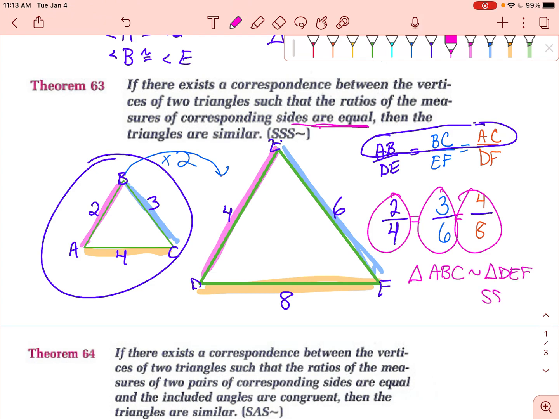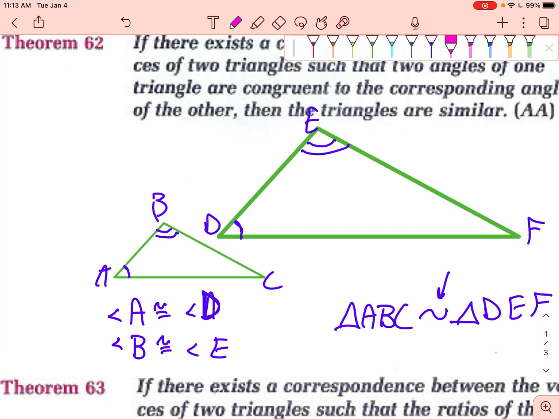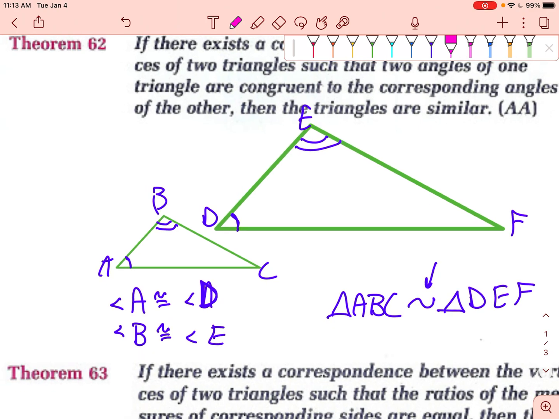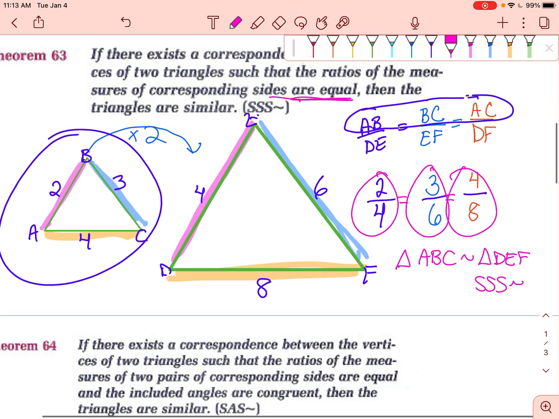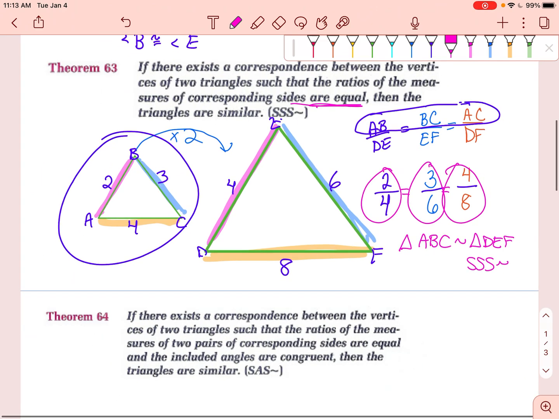And how can I tell? That's by side, side, side similarity. Okay, so we have angle, angle similarity. If you can prove to me that 2 angles on one triangle are congruent to 2 angles in the other triangle, you know they're similar. Are those triangles exactly the same? No. You can tell one's larger, but they're similar because of side, side, side.